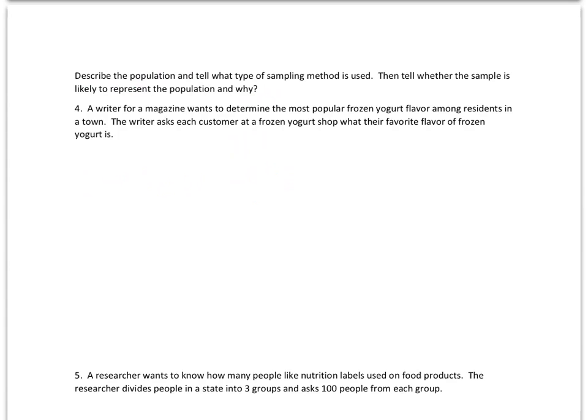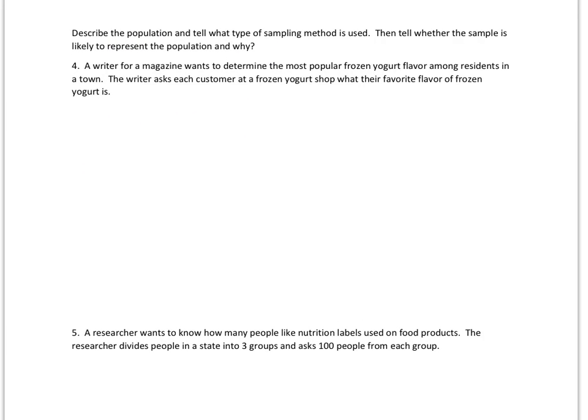All right. Describe the population and tell what type of sampling method is used. Then tell whether the sample is likely to represent the population and why. A writer for a magazine wants to determine the most popular frozen yogurt flavor among residents in a town. The writer asks each customer at a frozen yogurt shop what their favorite flavor of frozen yogurt is.